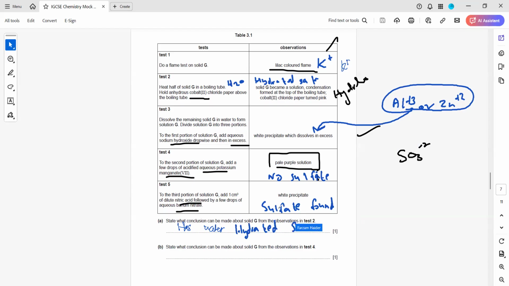What conclusion do you draw about the observation? It's a hydrated salt. State the conclusion that can be made about G from test 4. We indicate there is no sulfite present. Yes, you got the mark, but I'm saying a better answer. I'm not saying water is wrong, I'm saying a better answer is to say it has water of crystallization or it's a hydrated salt. They do award a mark when you write it has water.